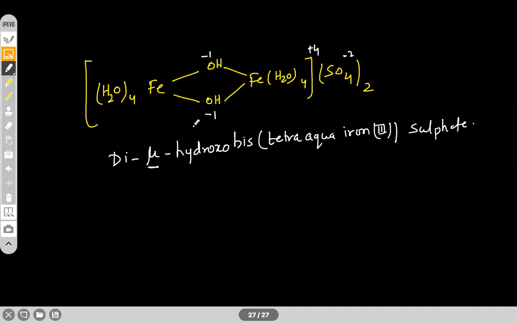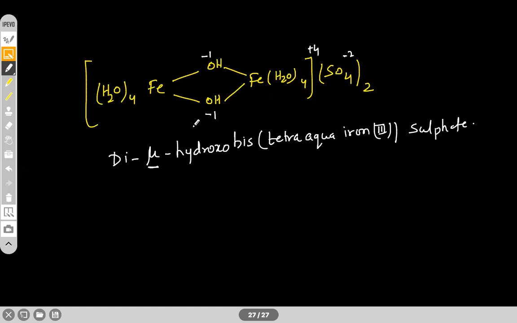I'm repeating myself. A bridging ligand is expressed by the Greek letter mu, which is added immediately before the name of the ligand and separated by a hyphen.